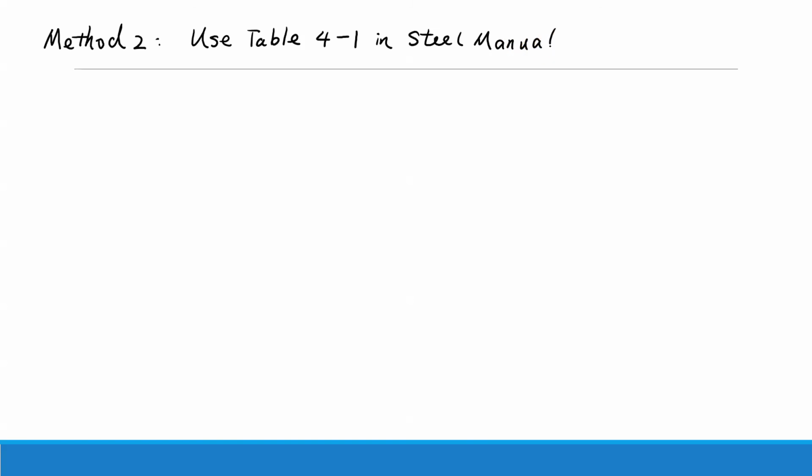Okay, and the second method is to use the tables in part 4. Use table 4-1 in your steel manual. Okay, so let's find that first.